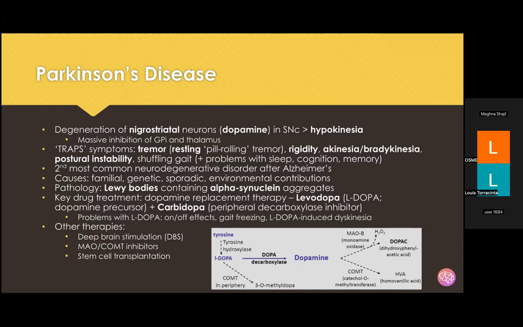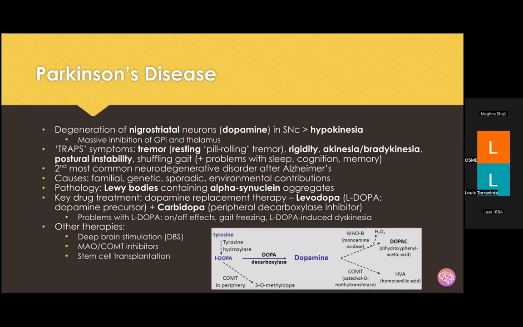Eventually, they'll get postural instability where it looks like their hips are shaking because they're just losing control of their posture. They'll get a shuffling gait because they find it really difficult to start that movement. They're really trying to bring those steps forward, but the amplitude of their movements gets reduced because it's really difficult to get them started. There are also really important problems with sleep, cognition, and memory.